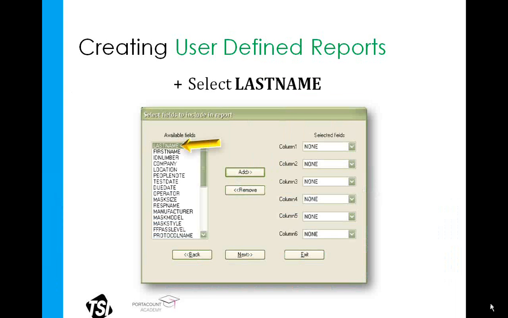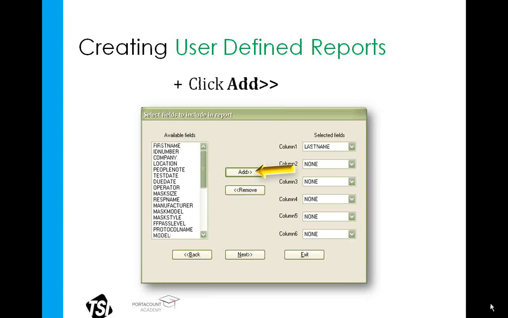We can now choose up to 6 data fields that we would like to include in this report. This relates to the columns that we saw previously when we viewed the people report. We only had 5 columns in that report, but we can have up to 6. Now, as I said previously, I want the person's name and the respirator they were fit tested in. So first I'm going to choose the last name field. I'm going to select that, and then I'm going to click on Add.